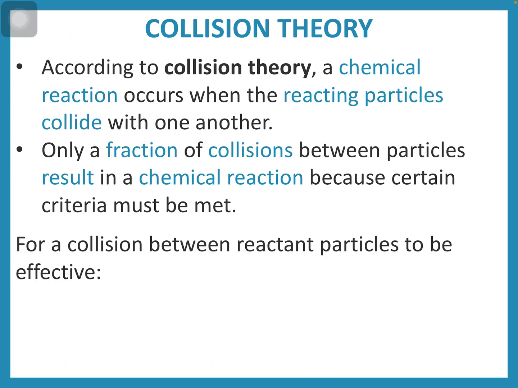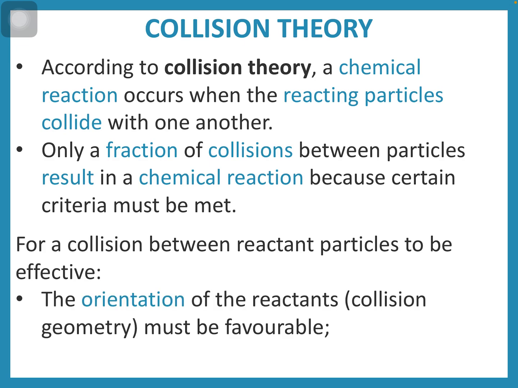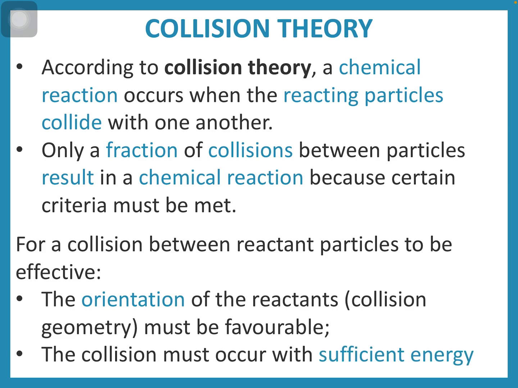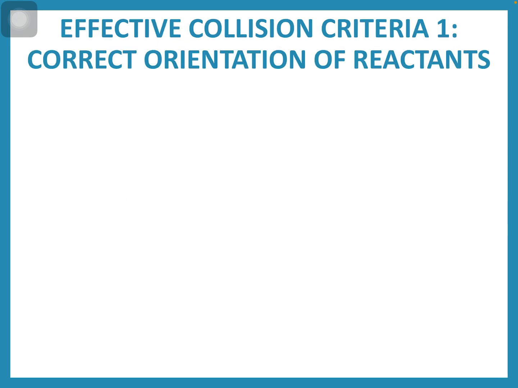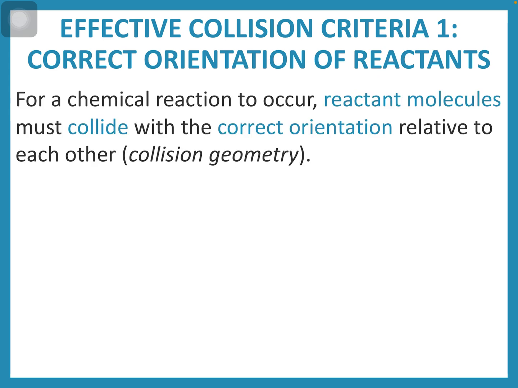So there's certain criteria that has to be met. So for a collision between reactant particles to be effective and to create products, the orientation of the reactants is important. So the actual collision geometry has to be favorable. So they have to collide in a way that those bonds would actually end up breaking in the reactant molecules and forming for the product molecules. And there also has to be enough energy of the collision for products to be formed. So the first criteria was correct orientation of reactants.